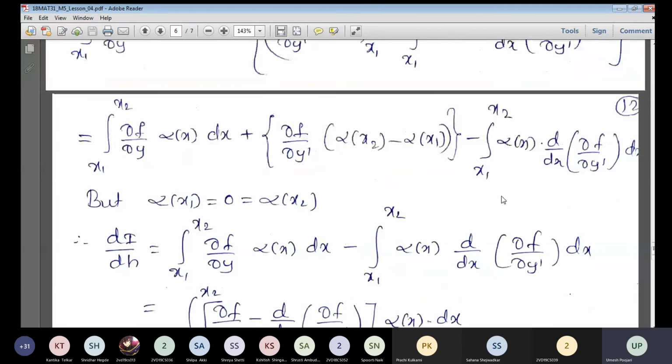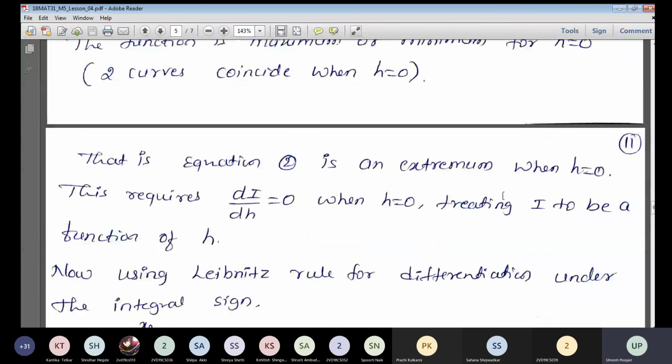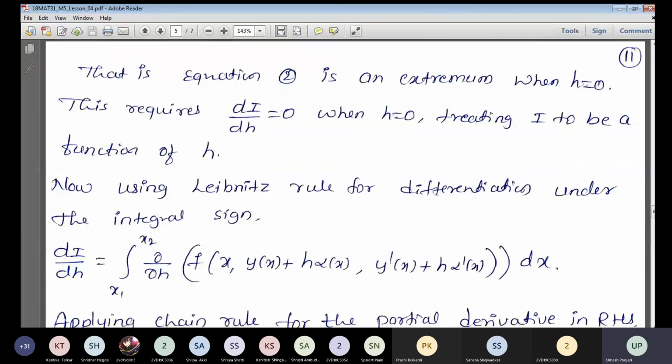Did you understand or not? If you have any doubt in any step, you just ask. Anybody? So the main thing is this Leibniz rule for differentiation, which you should understand. When do we have to use this one? If you have an integral on the right hand side and you want to differentiate that function with respect to only one variable. On the left hand side you will have only one variable, so directly you can differentiate dI by dh. But on the right hand side, we have the integral, and second, we have x, y of x, y dash of x also.